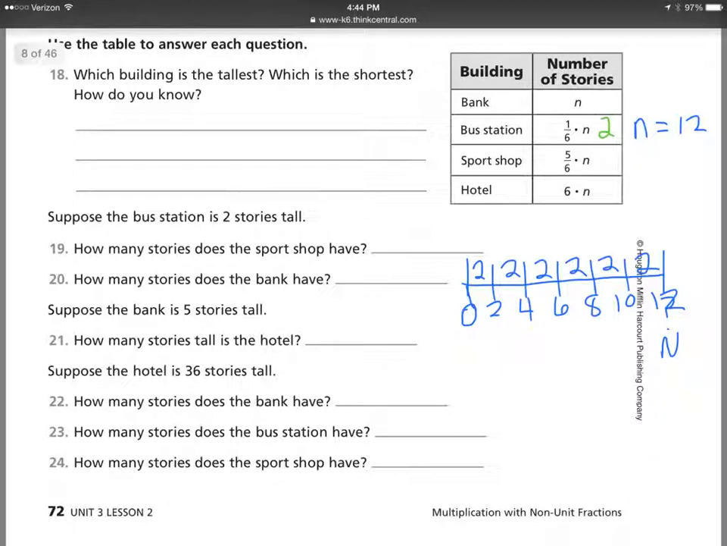On number 19, it wants me to say how many stories the sports shop has, and the sports shop has 5/6 of n, and I know that n is 12. So I can take 5/6 of 12. Well, I can use the same number line that I have here, and I can go, this is 1/6, this is 2/6, 3/6, 4/6, 5/6. And I'm looking for 5/6 of 12. So here's my 5/6 of 12, which just happens to land on 10.